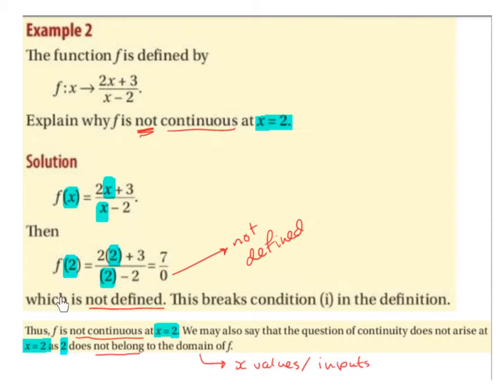So f of 2 is not defined, and this breaks condition 1 in our definition that we looked at on the previous slide. And if any of the 3 conditions are not met, we say that the function is not continuous. Thus, f is not continuous at x is equal to 2. We may also say that the question of continuity does not arise at x is equal to 2, as 2 does not belong to the domain of f. So the domain being the x values or the inputs.